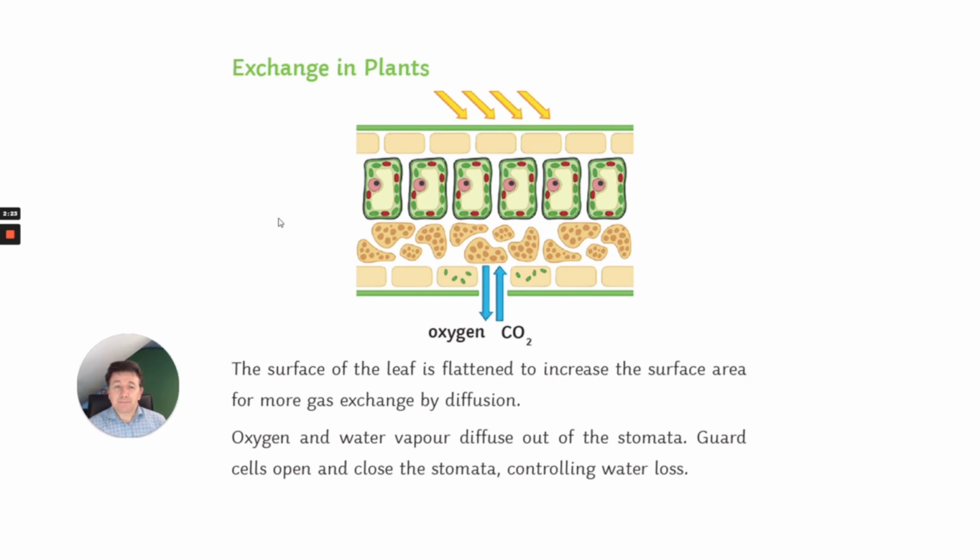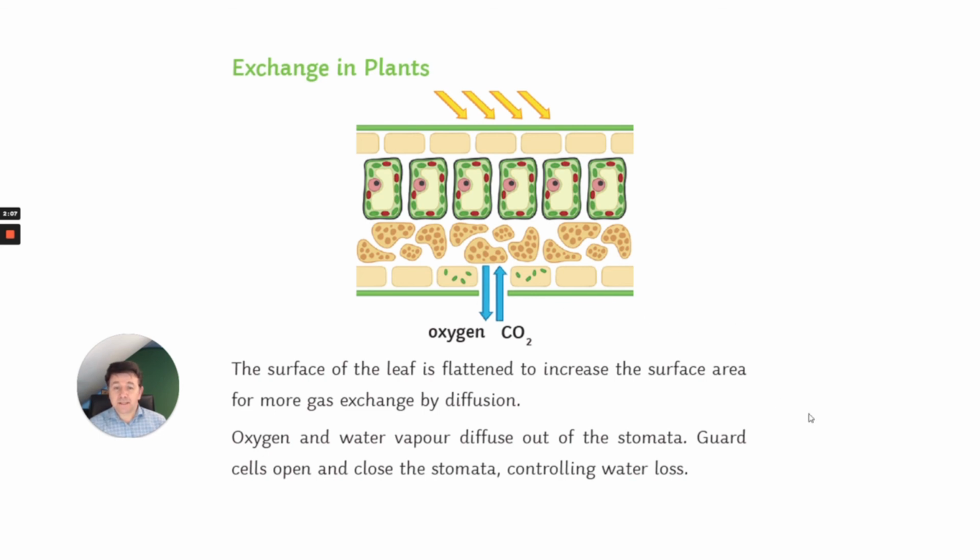Exchange in plants is slightly different. So here we've got a leaf. So this is the top of the leaf, and you can see the palisade cells, the spongy mesophyll, the stomata, and the stomata is where oxygen and carbon dioxide will diffuse in and out of.